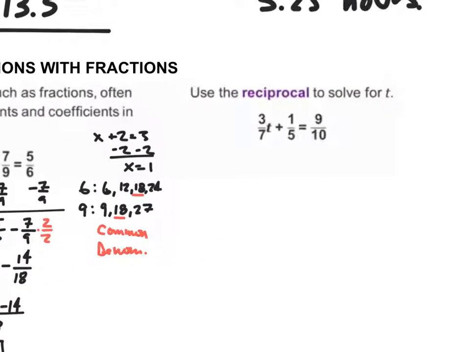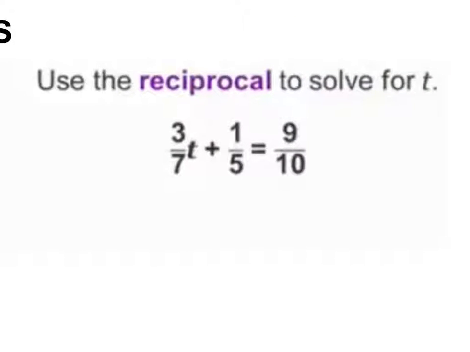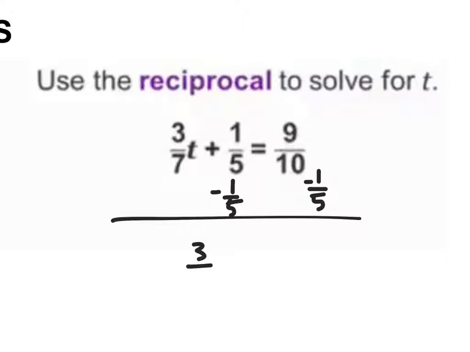So there's that, okay? Now over here we're going to do a very similar thing. We're going to use the reciprocal to solve for t. I'm going to solve this the same way I would any other equation. I'm going to first move over my 1/5, so I'm going to subtract 1/5 from both sides, all right? So I get 3/7 times t is equal to 9/10 minus 1/5.